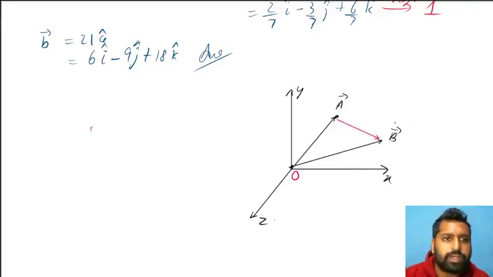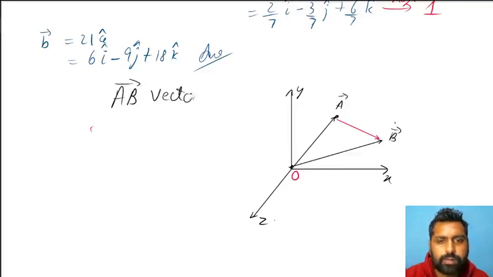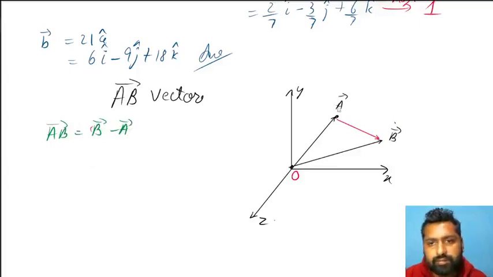So how will you generate the AB vector? I'll put the heading as AB vector. It's a very simple concept, but still sometimes people forget this. So your AB vector will be given by B vector minus A vector: position vector of B minus position vector of A.